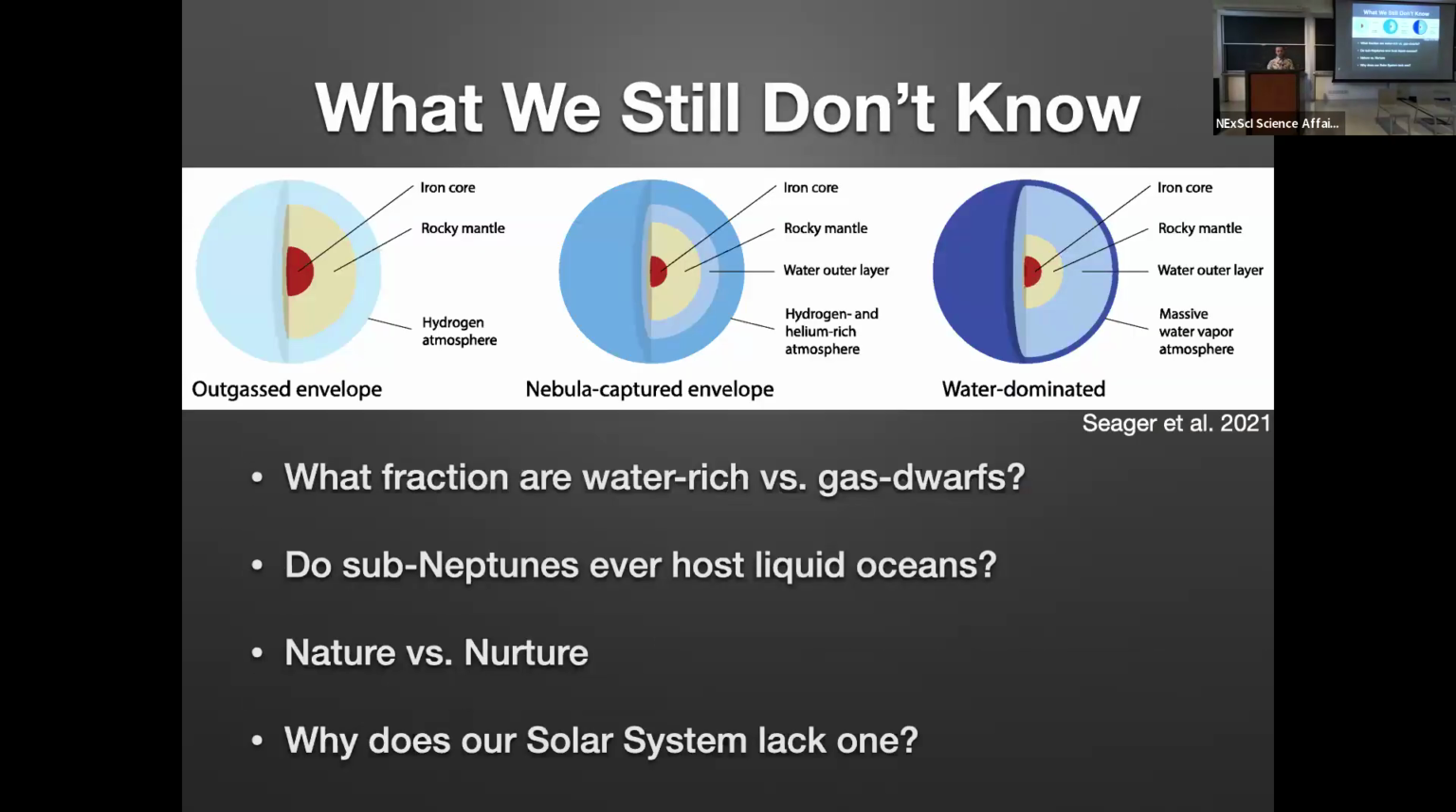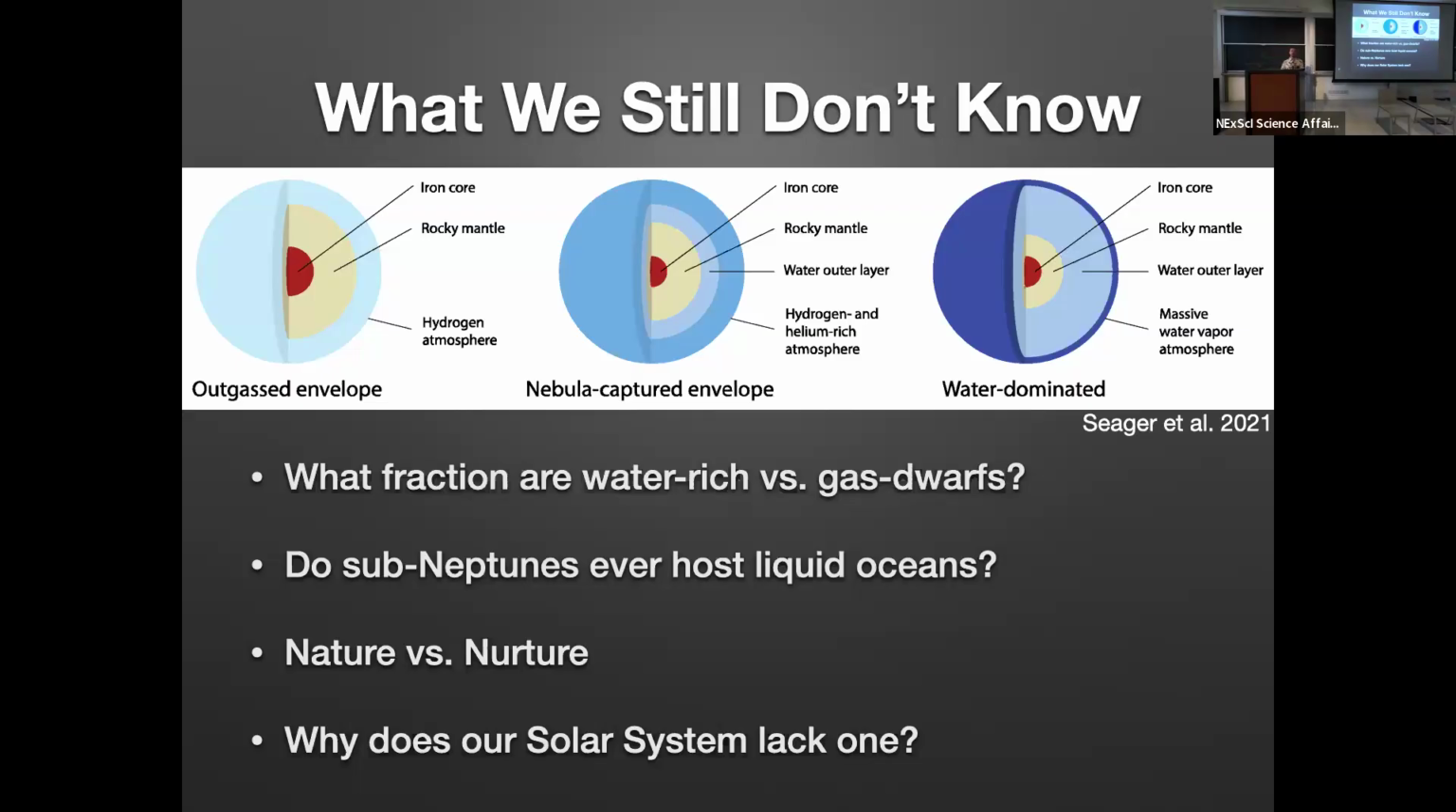We still don't know a lot about these, including what fraction are water rich, or have even heavier elements, versus what look much more like miniature gas giants that are hydrogen-helium dominated. Like I said, I think we need a good large sample of atmospheric characterizations to start to understand that well. We'd like to understand how often, or if, these things can host liquid water oceans, the ones that are in the habitable zones. What do those ones look like?